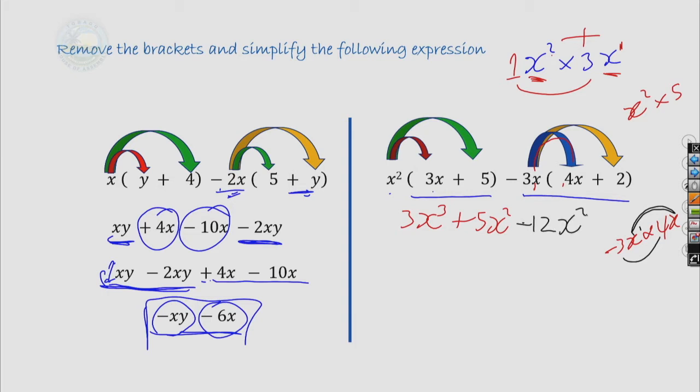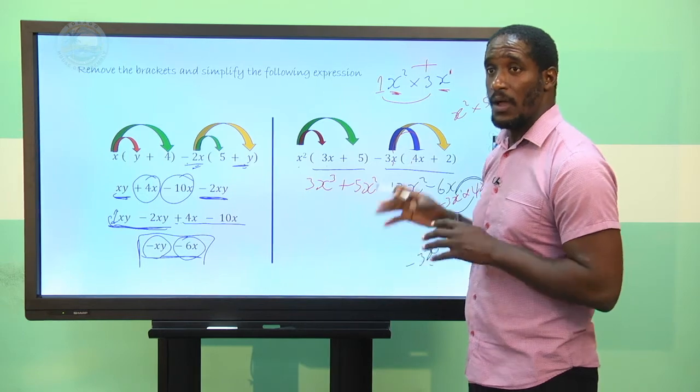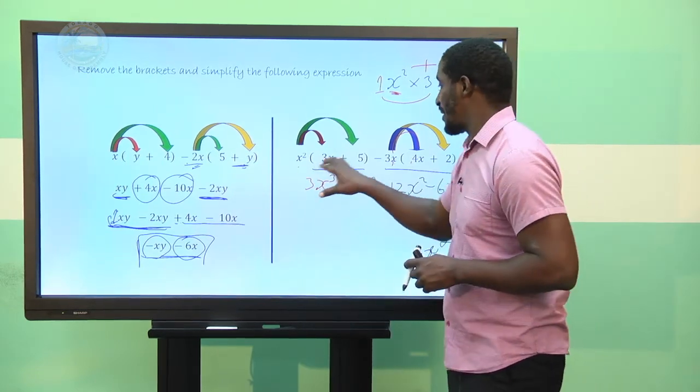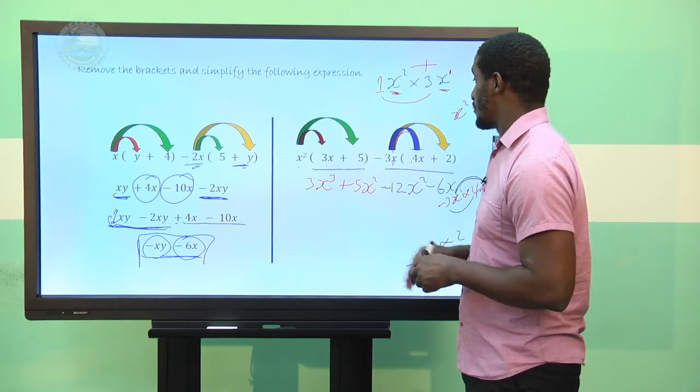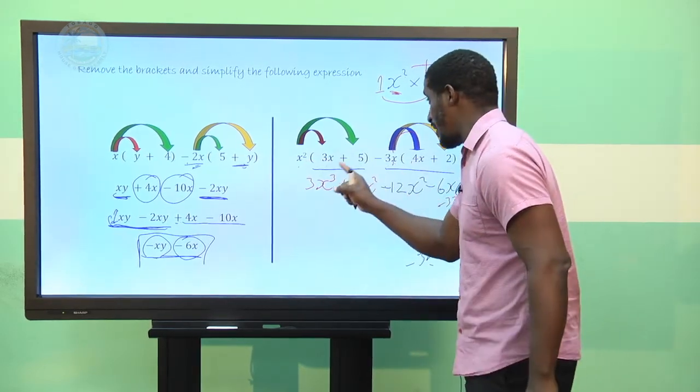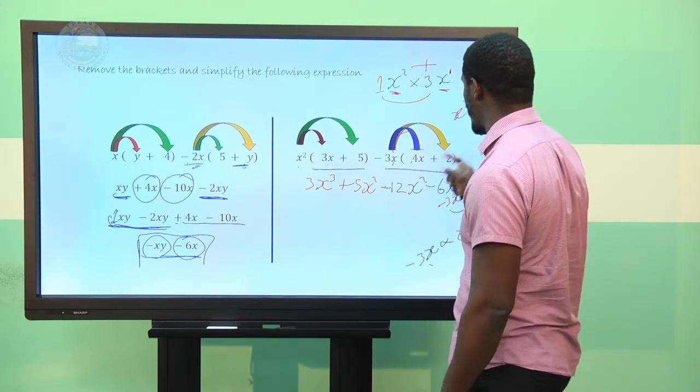We then do, follow the yellow arrow now, negative 3x multiplied by positive 2. We multiply the coefficients, so negative 3 by positive 2 gives me negative 6 and the x. As you can see, when we are multiplying, utilizing the distributive property, whatever is outside of the brackets has to be multiplied by everything on the inside of the brackets. So after we have multiplied it out, we ended up here with 3x cubed plus 5x squared minus 12x.